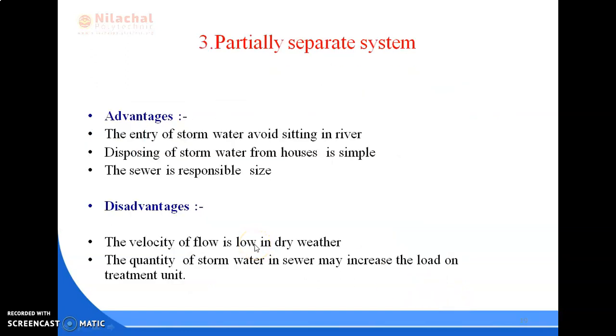Advantages: the entry of stormwater avoids silting in river. Disposing of stormwater from houses is very simple. The sewer is reasonable or small in size. Then some disadvantages: the velocity of flow is low in dry weather. The quantity of stormwater in sewer may increase the load on treatment unit.